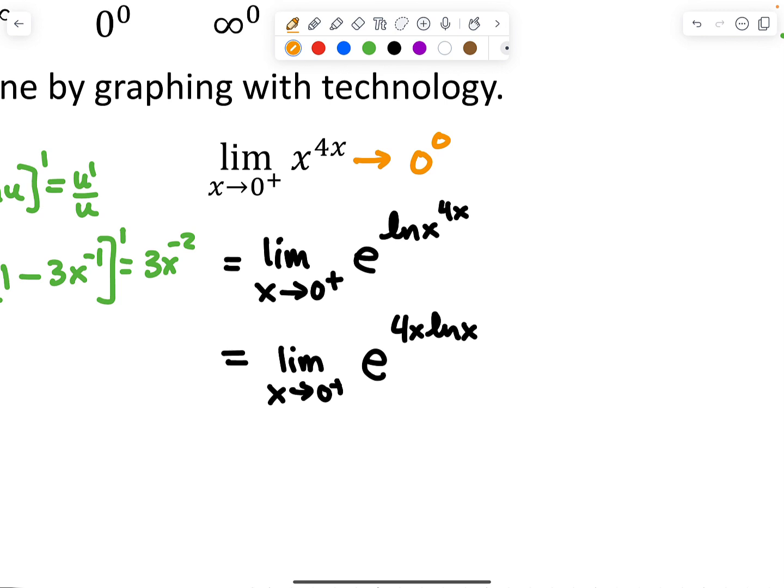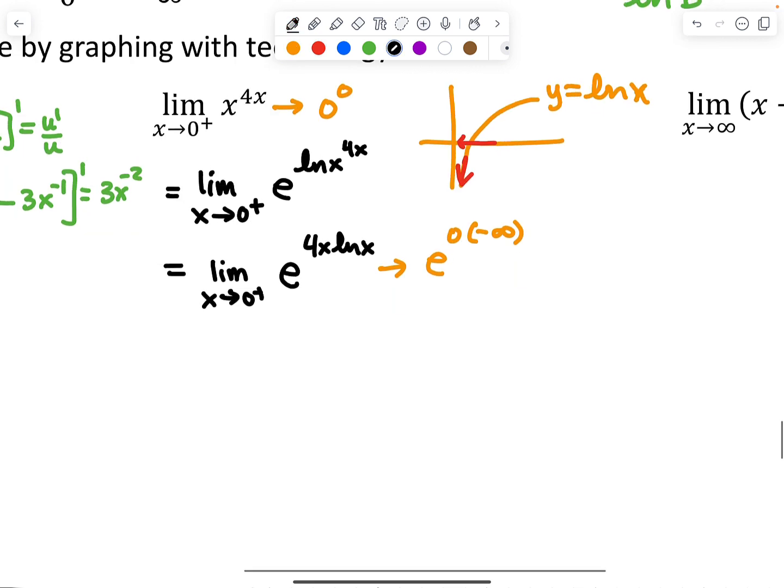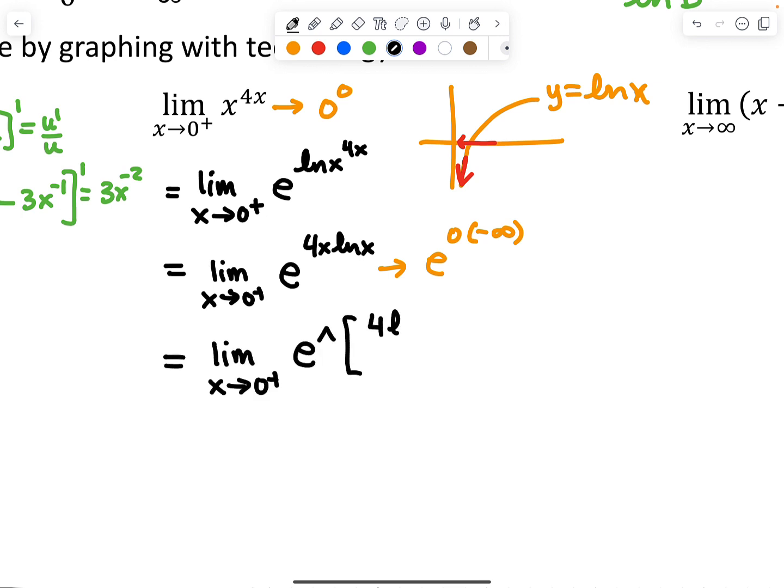As x approaches 0, this will approach e to the 0 times natural log of 0. The graph of y equals natural log of x. As the arguments approach 0 from the right, the outputs approach negative infinity. So we have a 0 times infinity product indeterminate in our exponent. I want to rewrite this in a way so that we have a quotient indeterminate instead. I'll switch to my caret notation. I'm going to leave the 4 and the natural log of x alone, but instead of multiplying by x, I'm going to divide by 1 over x. So this is approaching e raised to the numerator approaches negative infinity, and the denominator approaches positive infinity, and we have a quotient indeterminate in our exponent.